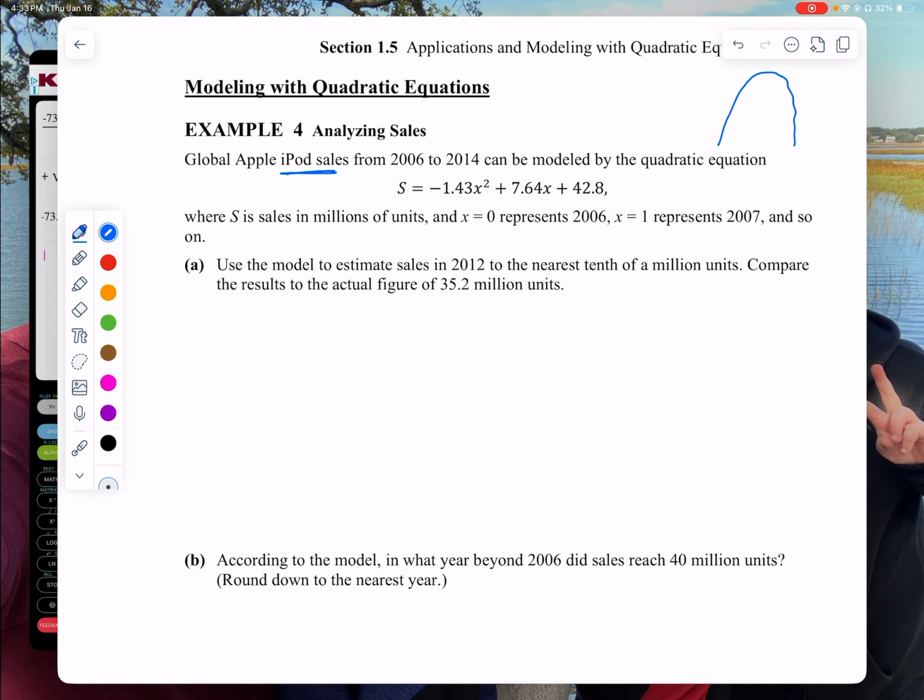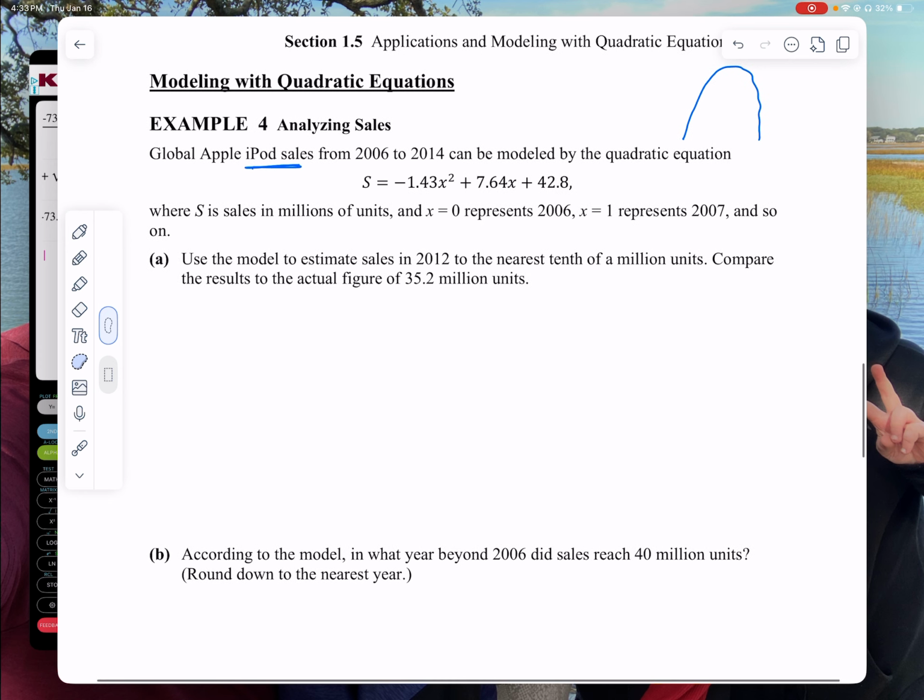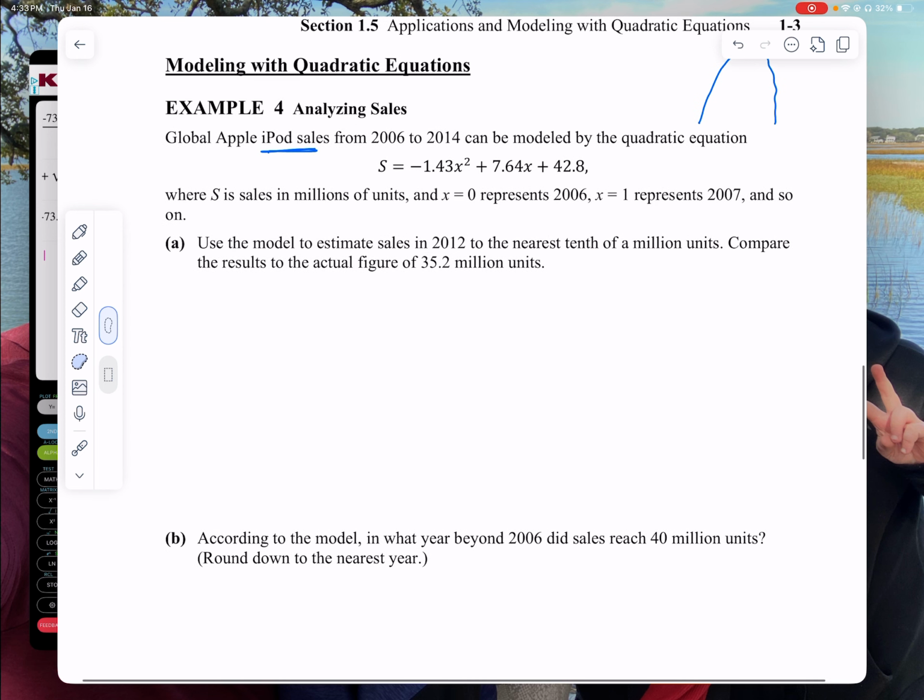So now we have our equation. Here's our equation. Notice that it has a squared in it. So we are going to be using the quadratic formula, maybe, because it has decimals eventually. Who knows? So let's look. It tells us that this is the iPod sales from 2006 to 2014, where S is the sales in millions. So if I got an answer of 2, it would be 2 million.